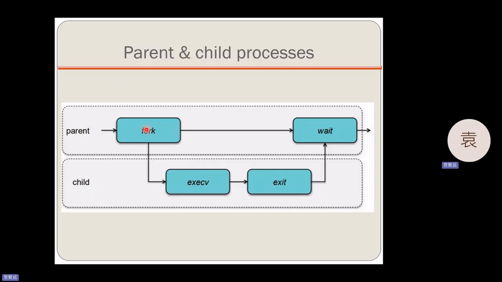The parent process returns from the fork system call, and the return values for these two processes are different. If the parent process successfully creates a child, then its fork will return the process ID of the child process, and the child process will return from the fork with the value 0.